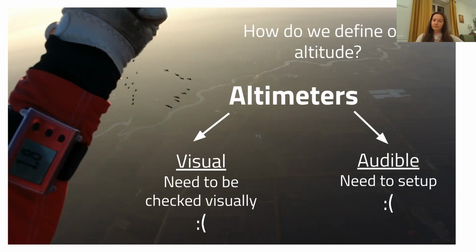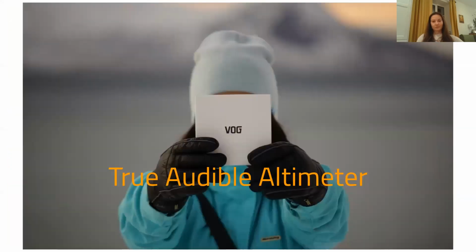It is not a new idea, and it is quite a simple idea. There are such devices which can talk to you, but they are not so useful, not so convenient. You have to use them with earphones. It means you have to install them into your helmet every time before you jump, which is not really convenient. And now I would like to introduce a new device which is called Vog altimeter, and which can be called a true audible altimeter. Let's get to know it.